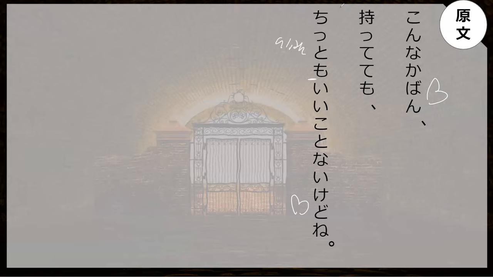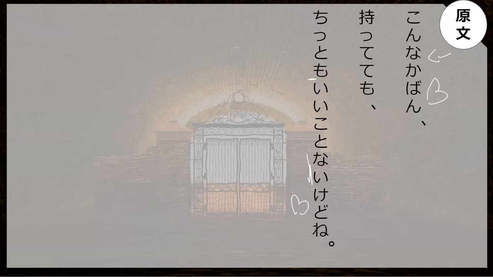Chittomo is basically the same as chotto. Like a little bit. Ii koto nai. It's not okay. Not a good thing. Kedo ne. Yep, a bag like this, it's not really even a good thing to hold it right now.